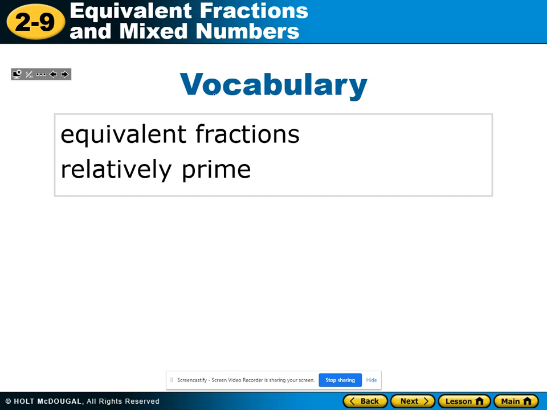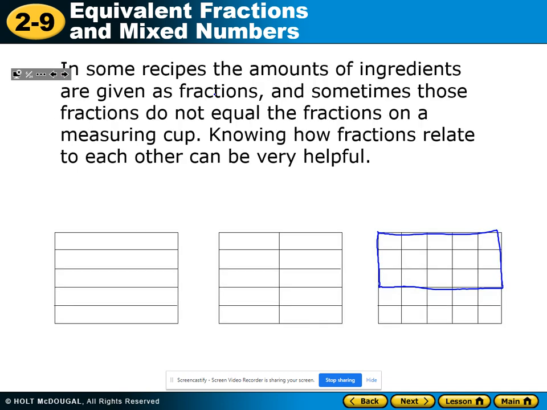All right. Equivalent fractions, relatively prime are two important words. In some recipes, the amount of ingredients are given as fractions, and sometimes those fractions do not equal the fractions on a measuring cup. Knowing how fractions relate to each other can be very helpful. These squares, or these rectangles, if you look at all of them, are the same size if you look at the very outside. They're all the same size.